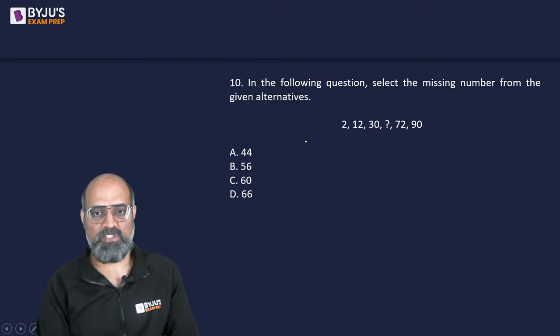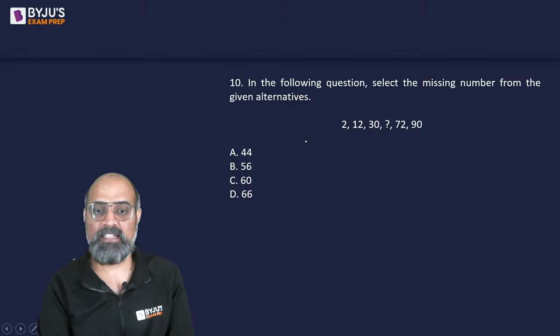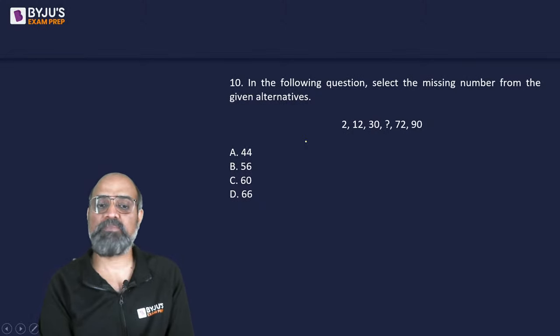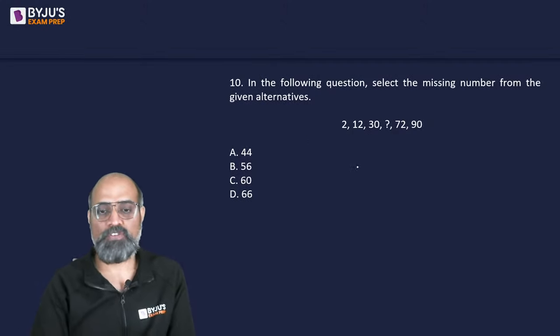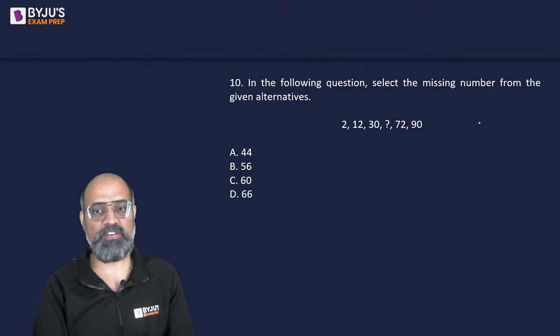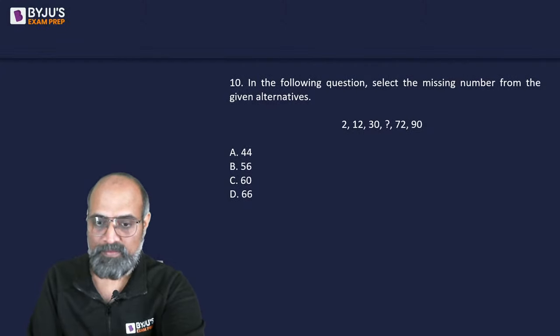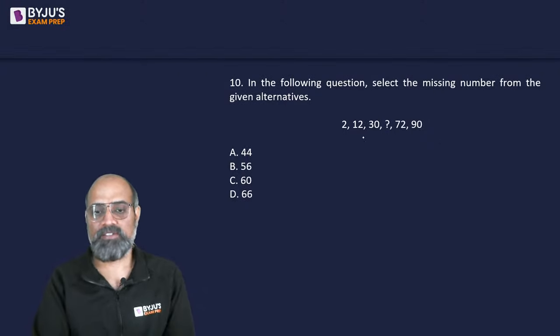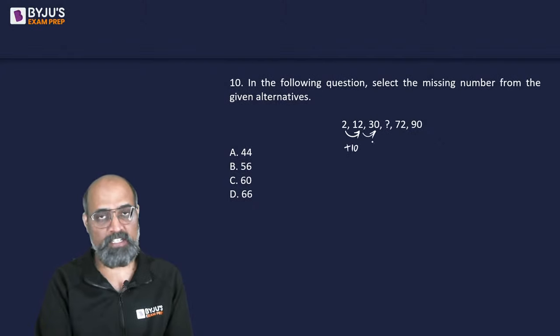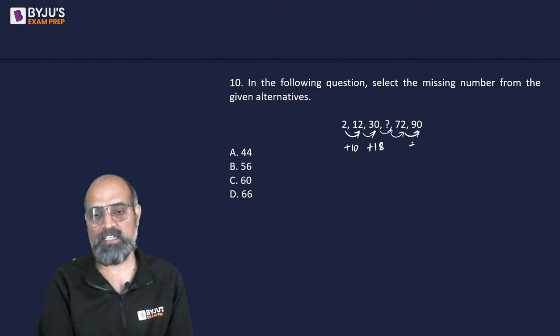Another one from the same topic, sequences in series. In the following question, select the missing number from the given alternatives. So we have 2, 12, 30, question mark, 72, 90. So what is happening? Right, Naman? Right, AJ? 2 to 12, 12 to 30, 30 to what, 72 to 90. What is happening? If you try to find out the difference, this is an increase of 12. This is an increase of 10. This is an increase of 18. We don't know the change. We don't know the change. And then there is an increase of 18.